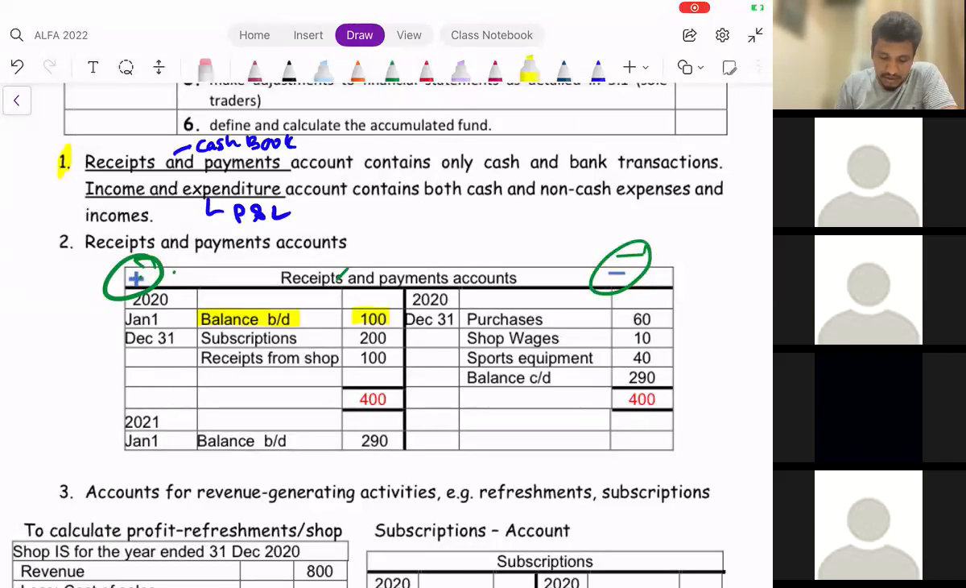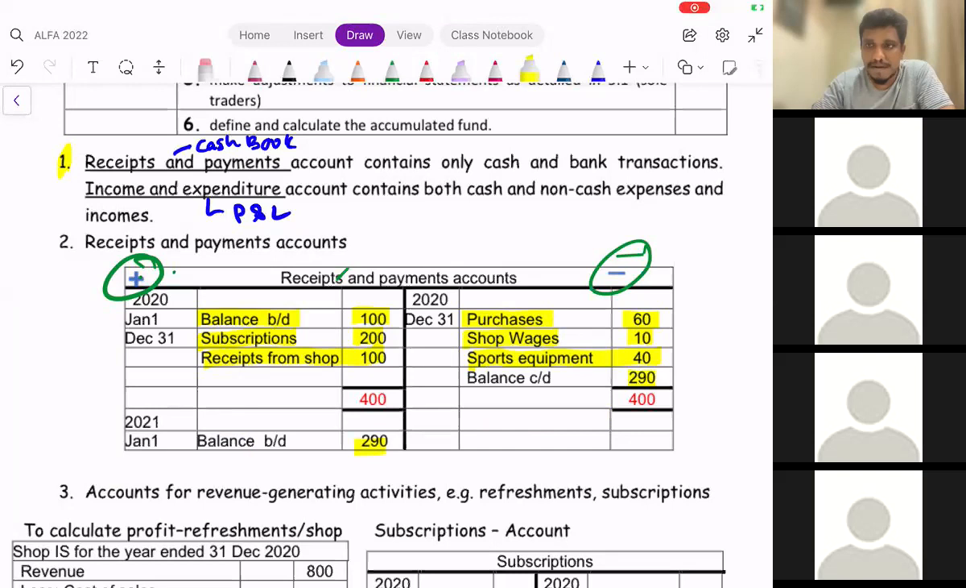Then you add all the money in, the subscription received, received from the shop sales. Any money in will be on the debit side. Any money out will be on the credit side: purchases, shop wages, you buy shop equipment, regardless whether it's asset or liability. If money in, debit; money out, credit. At the end of the year, you need to balance up: balance c/d, balance b/d.